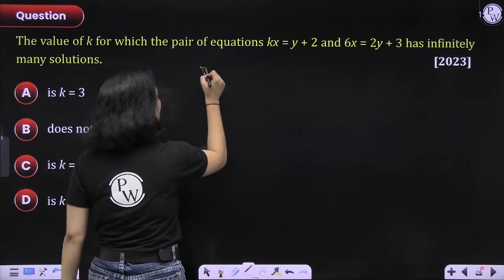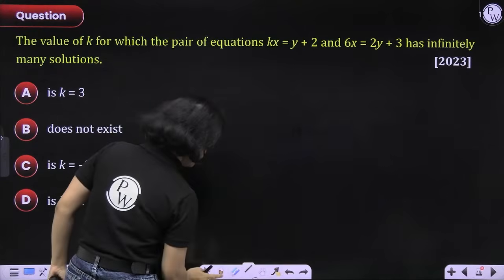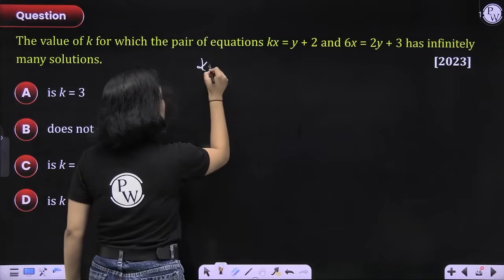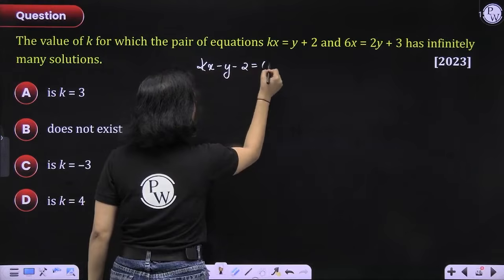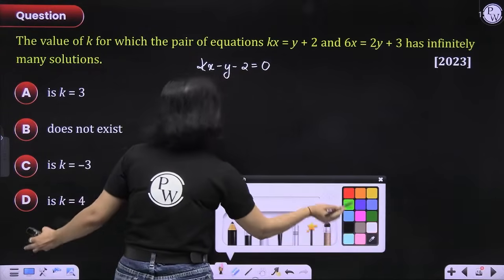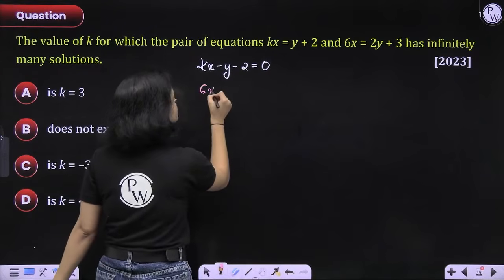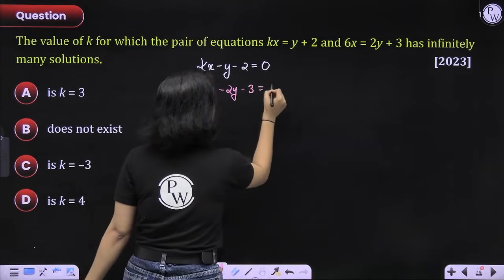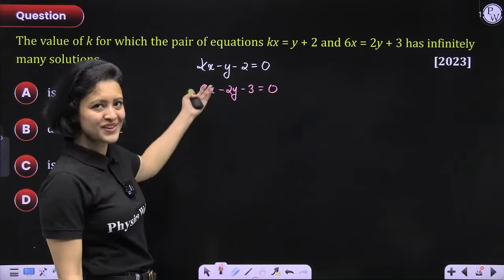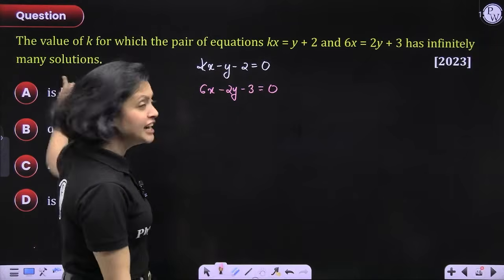Right. So here we'll have kx minus y minus 2 is equal to 0. And the second equation will look like this. 6x minus 2y minus 3 is equal to 0. This is what it will look like. Right, everyone? Okay. Now, infinitely many solutions.